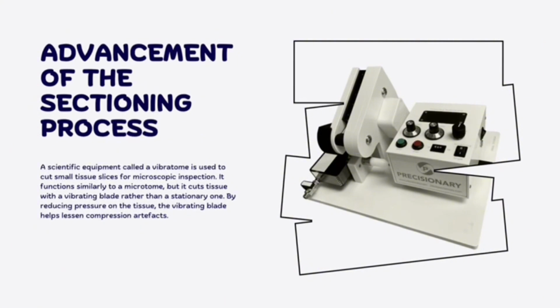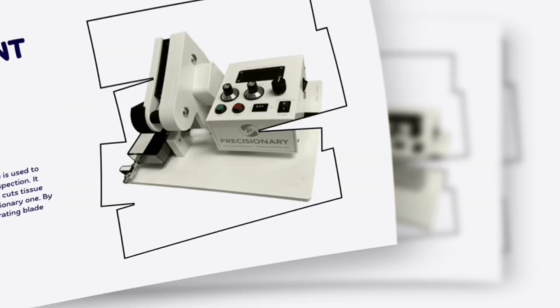For the next part, we would like to talk about the advancement of the sectioning process. The advancement for the sectioning process is called a vibratome. A vibratome is a scientific equipment that is used to cut small tissue slices for microscopic inspections. It functions similarly to a microtome, but it cuts tissue with a vibrating blade rather than a stationary one. By reducing pressure on the tissue, the vibrating blade helps lessen compression artifacts.